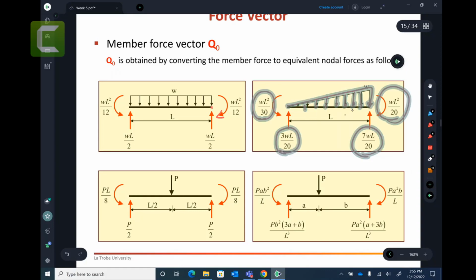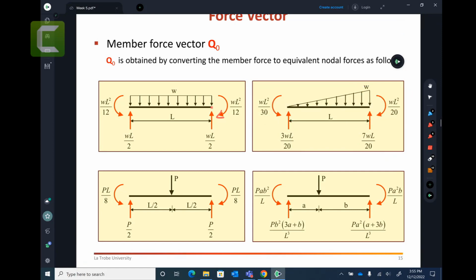So this force that's acting on the members, you can calculate them as the nodal force. Now here, if you have a point load, similarly you have PL over 8, PL over 8, and P by 2 and P by 2. If the force is not acting in the middle but at some distance A and B, then you can also calculate these forces and the moments.